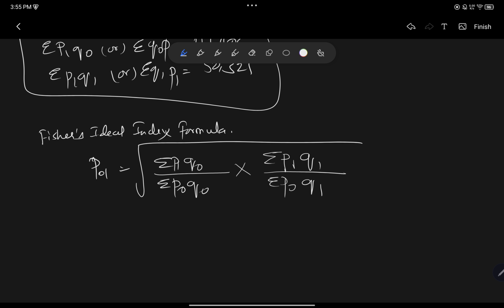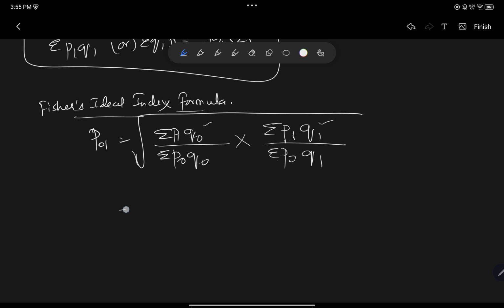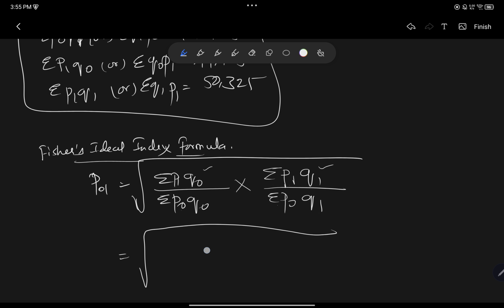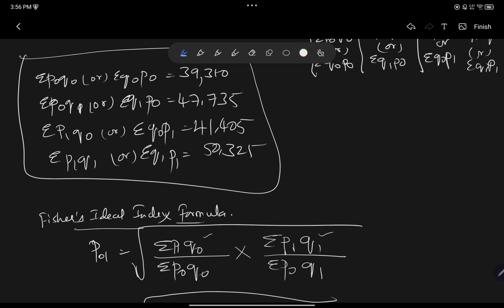Fisher takes the formula of Laspeyres and the formula of Paasche, combines them together, creates a new formula and gives a square root for that. That is what the Fisher's ideal index formula is. So in the formula, summation of P1, summation of P0 is the same, but here it is Q0, Q0, here Q1, Q1. Okay, so now as per the formula, summation of P1 Q0 is this one, right?